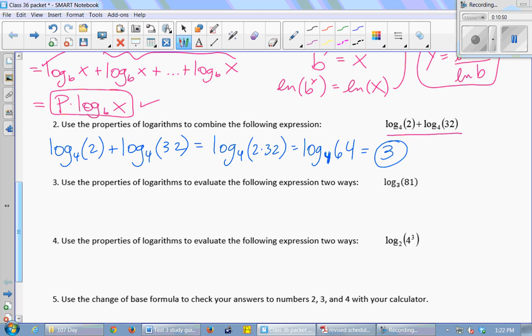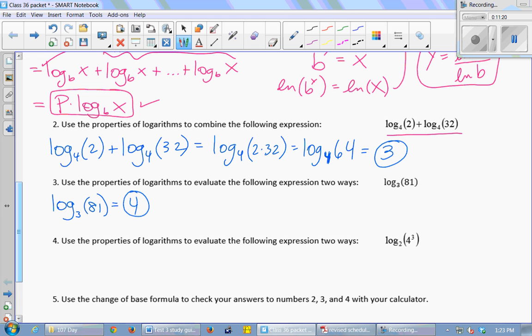All right, so let's use the property of the logarithms. Again, we're just practicing to evaluate log base 3 of 81. So the first way I could do it is to use the definition, right? Log base 3 of 81 is asking you 3 to what power gives you 81? The fourth power. Done. Right?